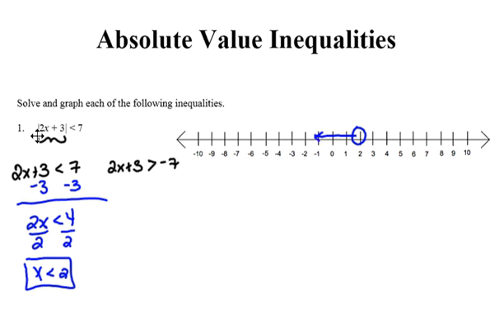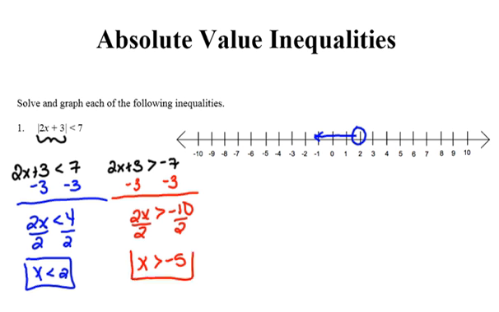My second equation, I subtract the 3. I'm left with 2x is greater than negative 10, and now I divide by a positive 2. When you divide by a positive number, there's no need to change your inequality sign. So it's still going to stay x is greater than, and now it becomes negative 5. When I go to graph that, I have an open circle at negative 5 and shade to the right.